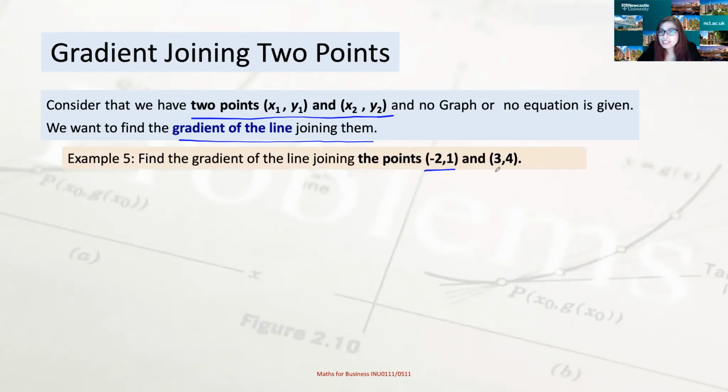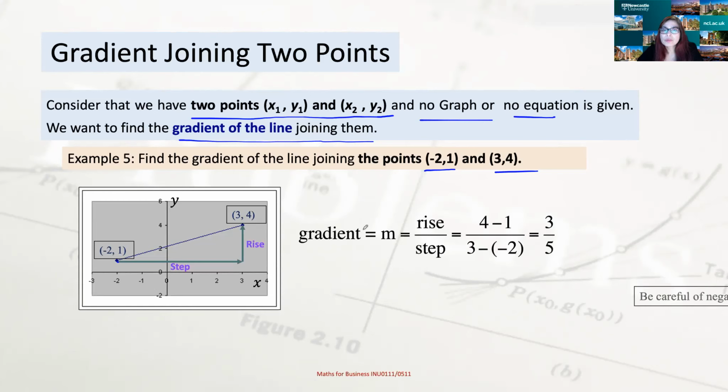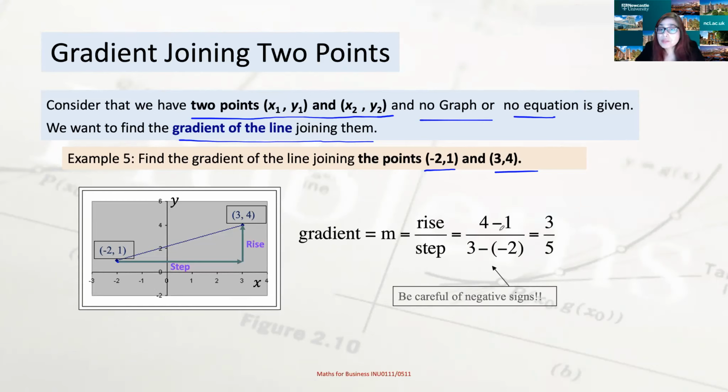So we have any two points here, no graph and no equation is given. How are we going to find the gradient for the line? If you are given two points, we can join them. Then the step will be the line which goes towards the right in the x direction, and the rise will be going up along the y direction. You just count the number of units here for the step and the number of units here for the rise. What do we get? So here we have used the formula.